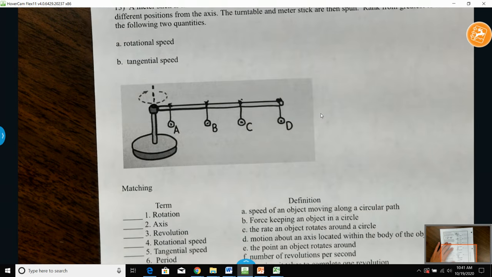But the tangential speed, or linear speed, tangential velocity, depends on your distance from the center. The farther away you are, the greater that speed will be.